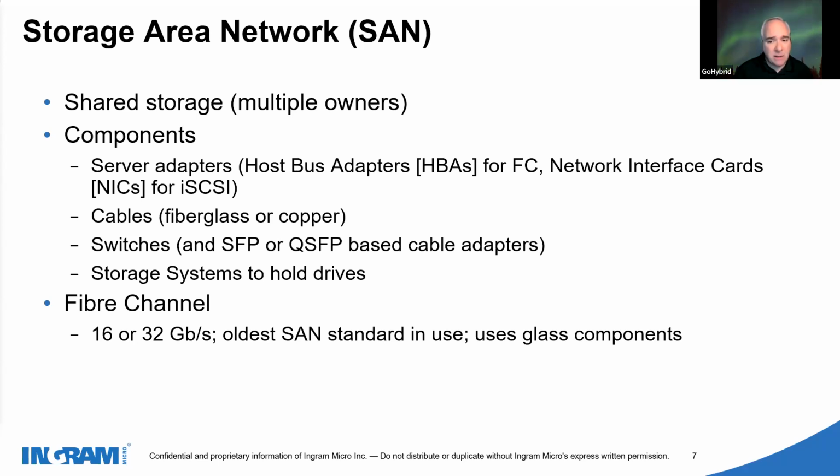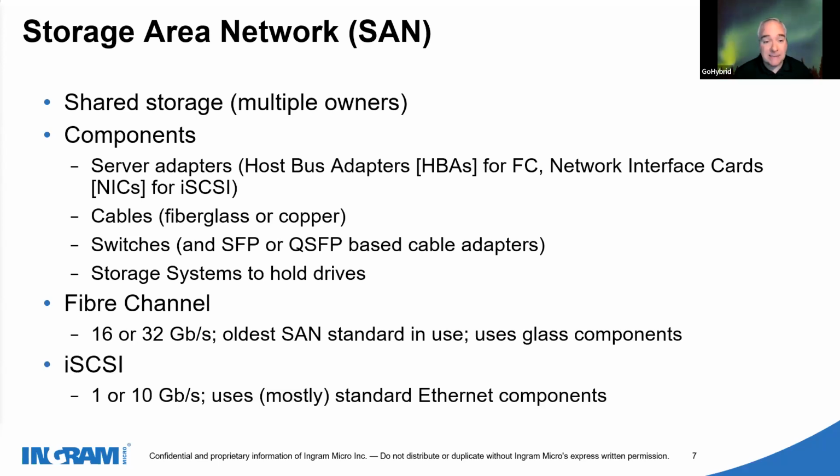An alternative that came out a little bit later was iSCSI. iSCSI is 1 or 10 gig. Mostly now it's 10 gig. There is some 25 gig out there as well. And it uses pretty much standard Ethernet components. So you don't need special fiber channel switches or HBAs. You can use regular NICs. You can use regular Ethernet switches.